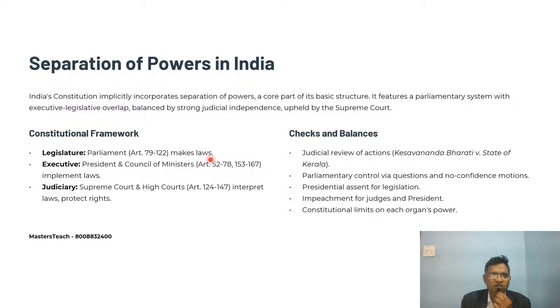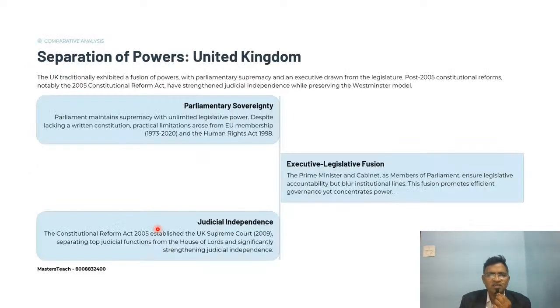Then the constitutional framework: as per the Indian Constitution, legislative power lies with Parliament, Articles 79 to 122, which makes the law. The executive, that is the President and Council of Ministers, Articles 52 to 78 and 153 to 167, implements the law. The judiciary, the Supreme Court and High Courts, as per Articles 124 and 147, interprets the laws and protects the rights.